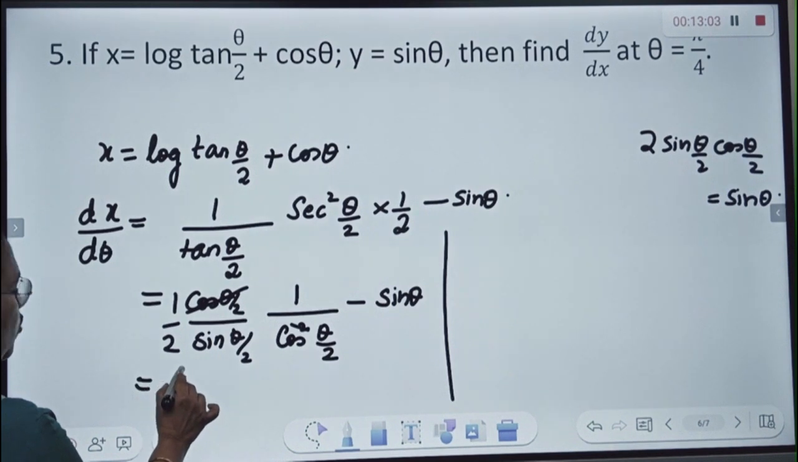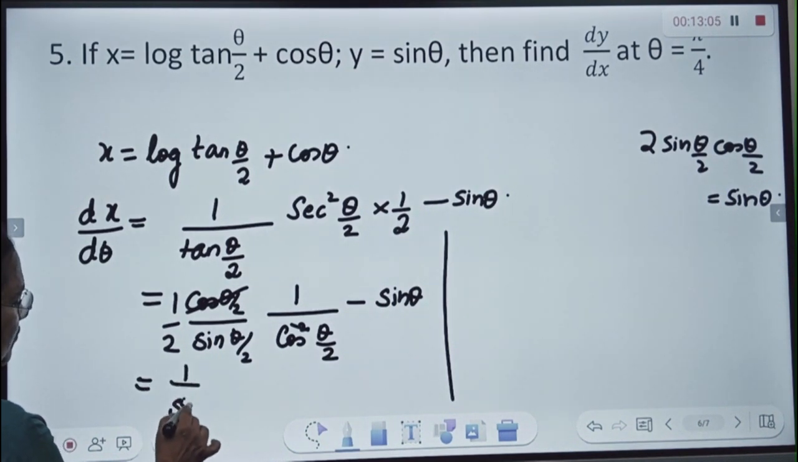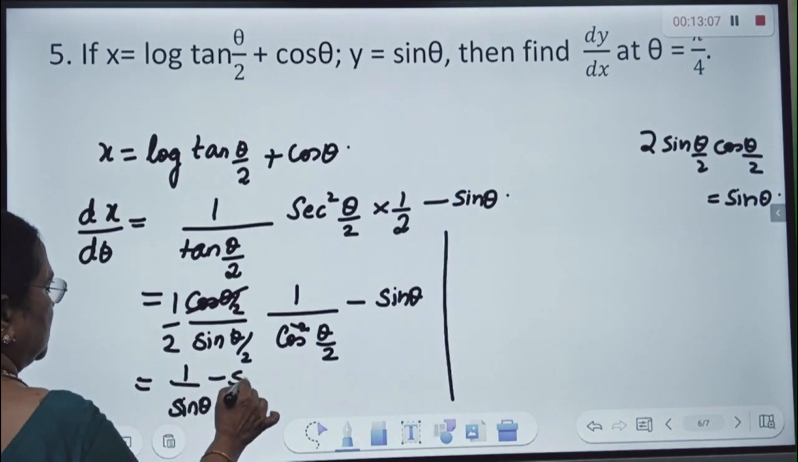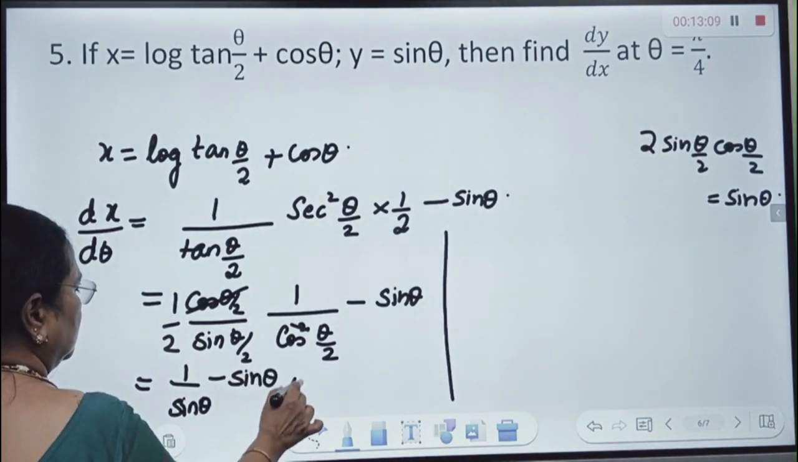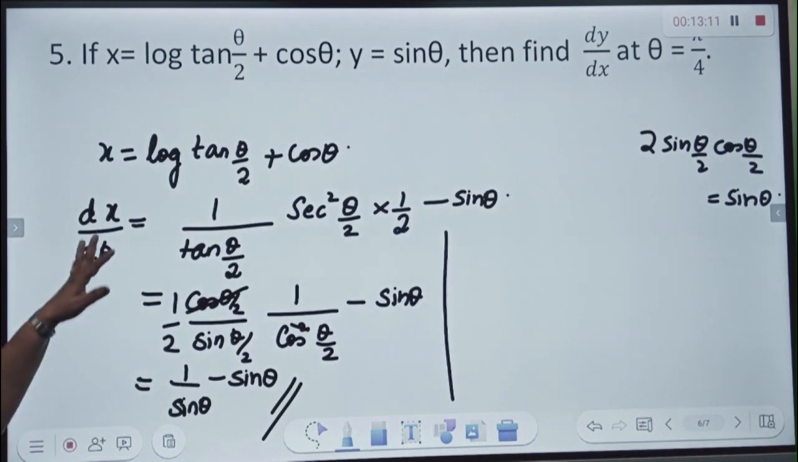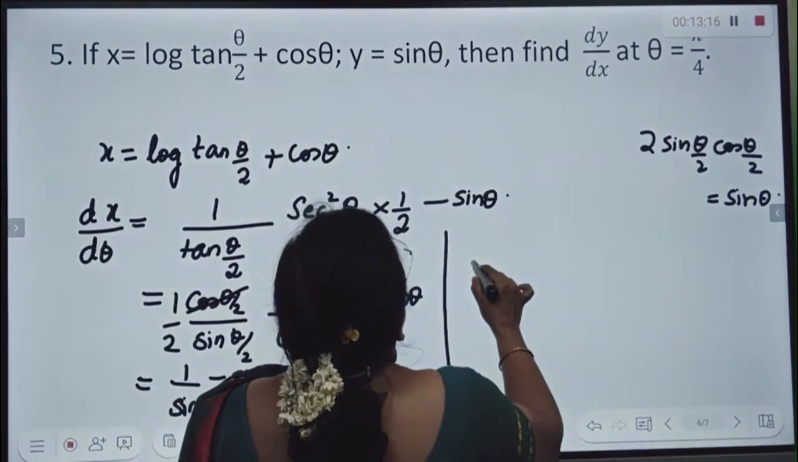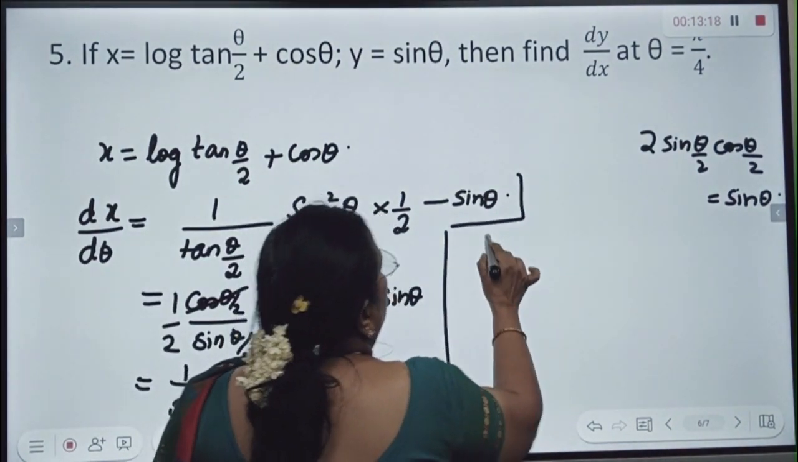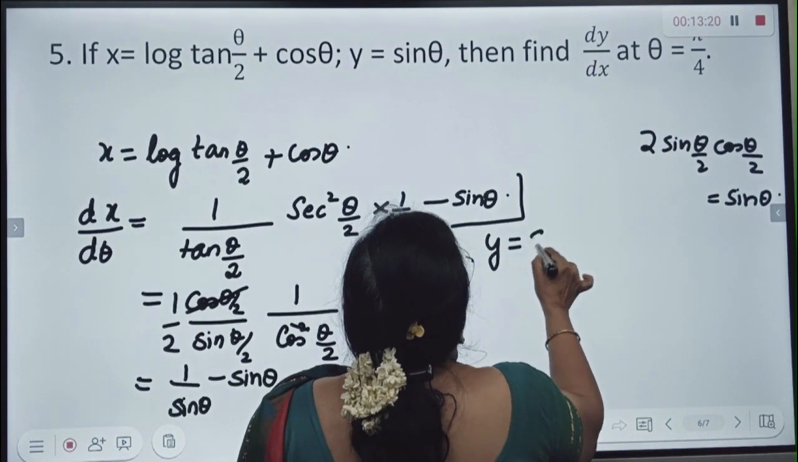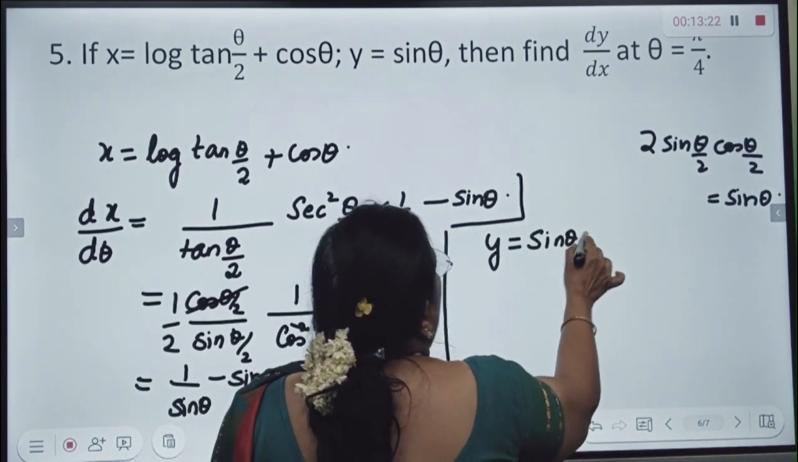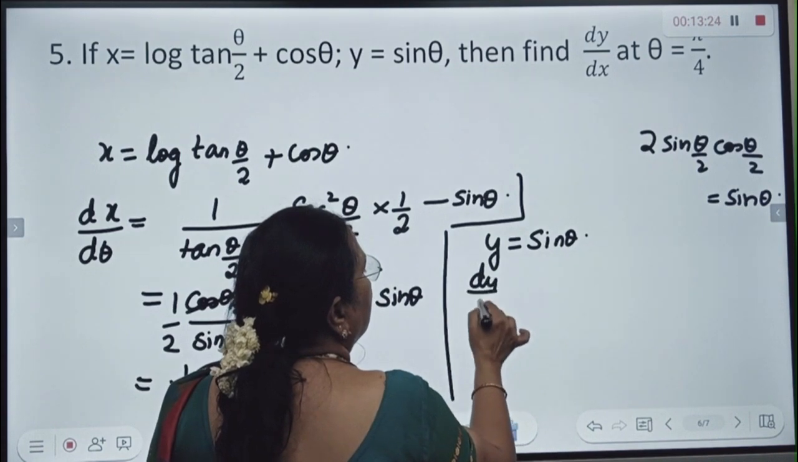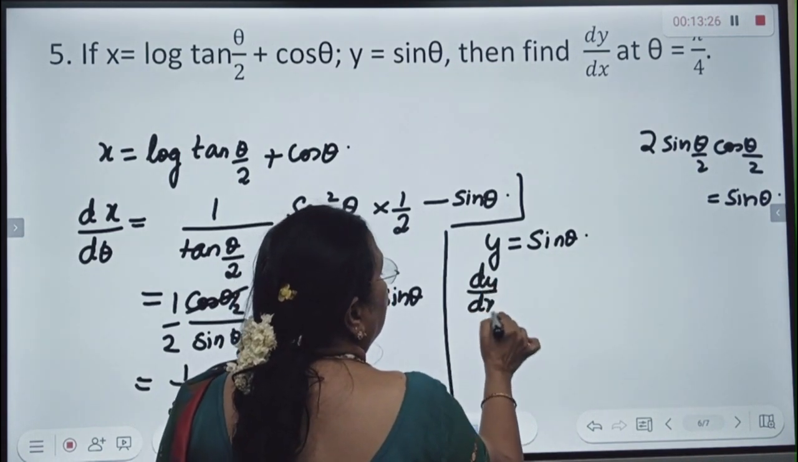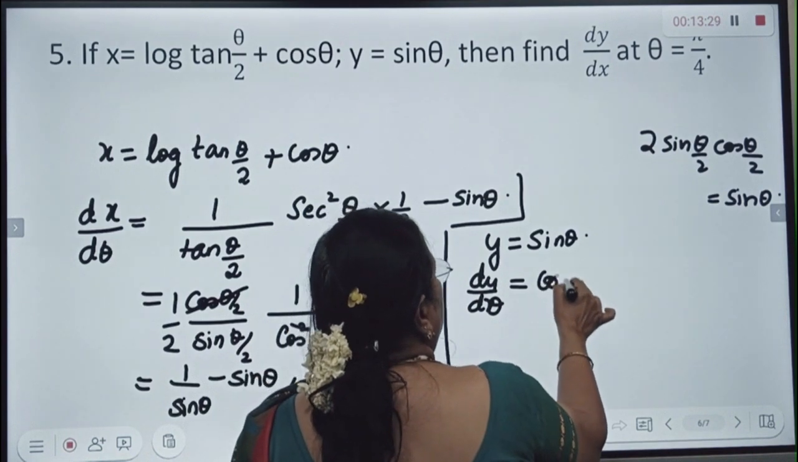So what will I get? 1 by sin theta minus sin theta. So this is your dx by d theta. Now what is y? Now y equal to sin theta. Now what will be dy by dx? Sorry, dy by d theta is cos theta.